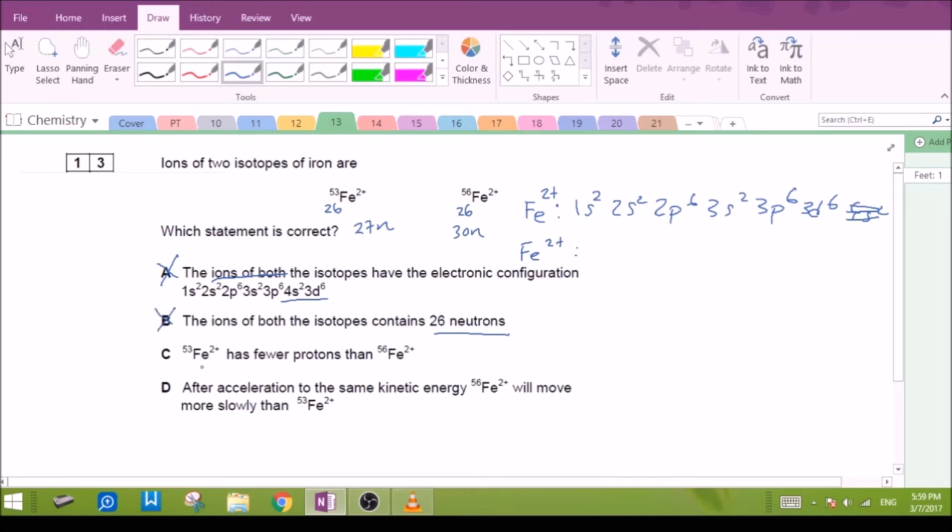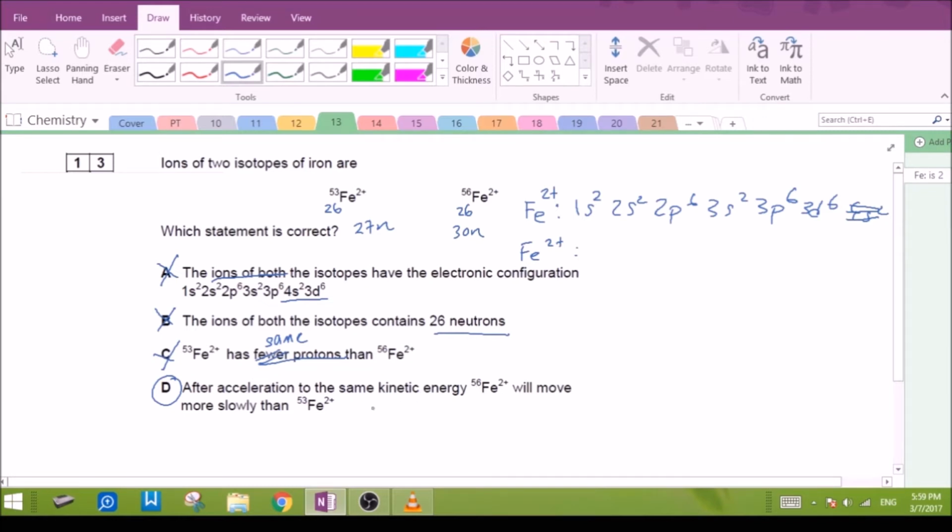Option C, one isotope has fewer protons than the other. Right, that cannot be true. They are the same element. We expect them to have the same number of protons. So that leaves us with option D. They have the same kinetic energy.